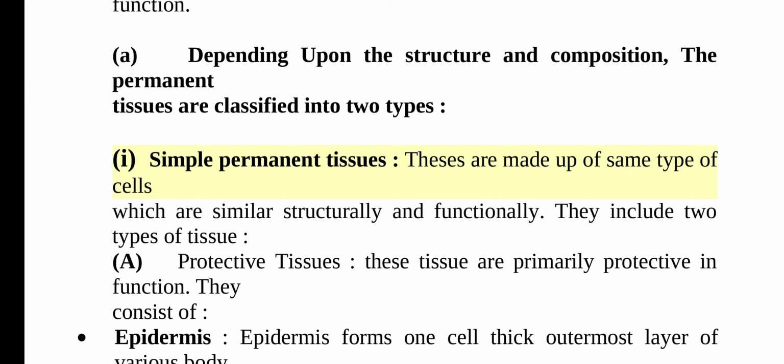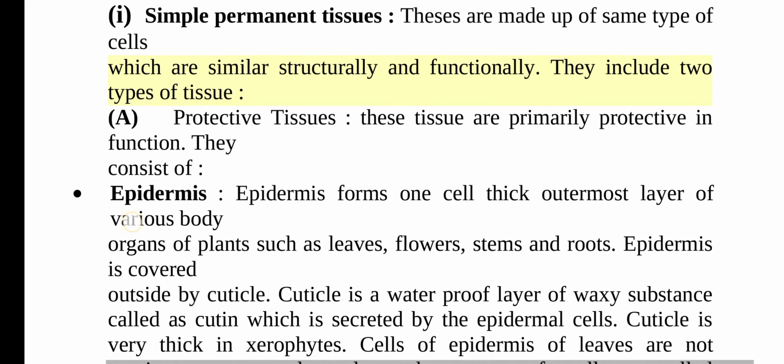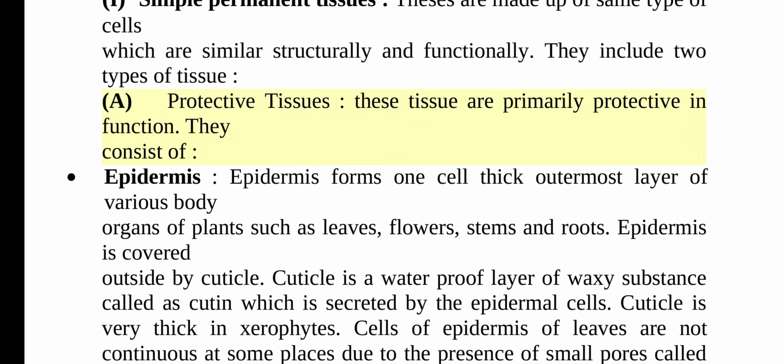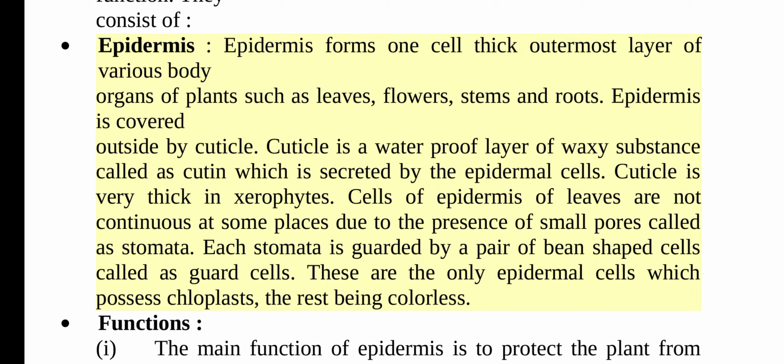I. Simple permanent tissues. These are made up of the same type of cells, which are similar structurally and functionally. They include two types of tissue. A. Protective tissues. These tissues are primarily protective in function. They consist of epidermis. Epidermis forms one cell-thick outermost layer of various body organs of plants such as leaves, flowers, stems and roots.